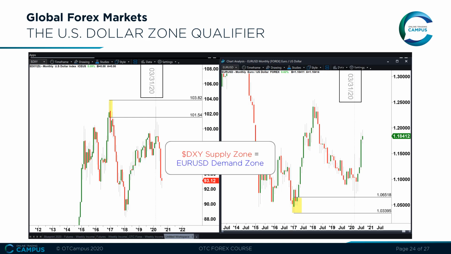On the right side, you can see the Euro USD, and on the left side, the US dollar index. As you can see, both markets trade similarly. On the 31st of March 2020, the Euro USD reacted to monthly demand, and in the same time frame, the US dollar index reacted to supply. While the relationship between the Euro US dollar and the US dollar index is the strongest, we also see similar effects happening on other majors. Therefore, we can use the US dollar as an additional zone qualifier when trading major pairs.